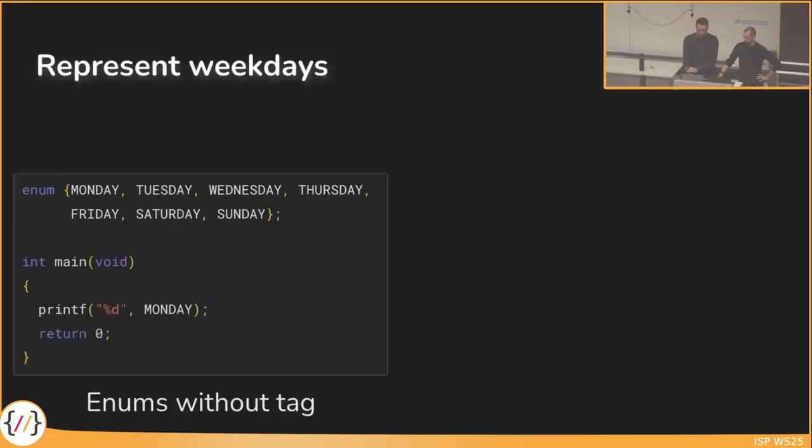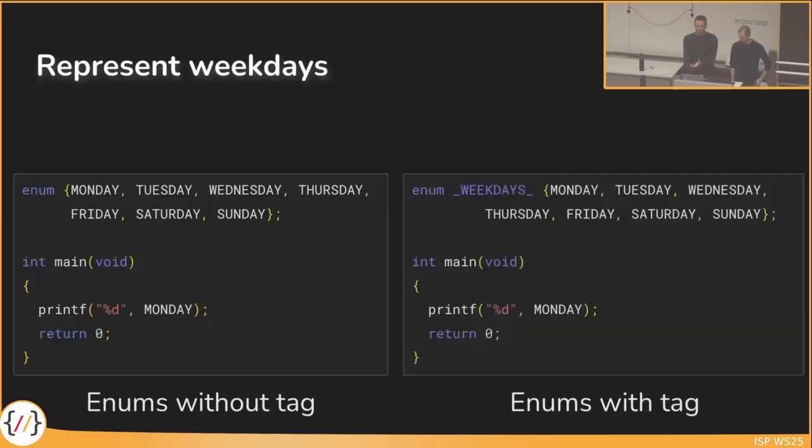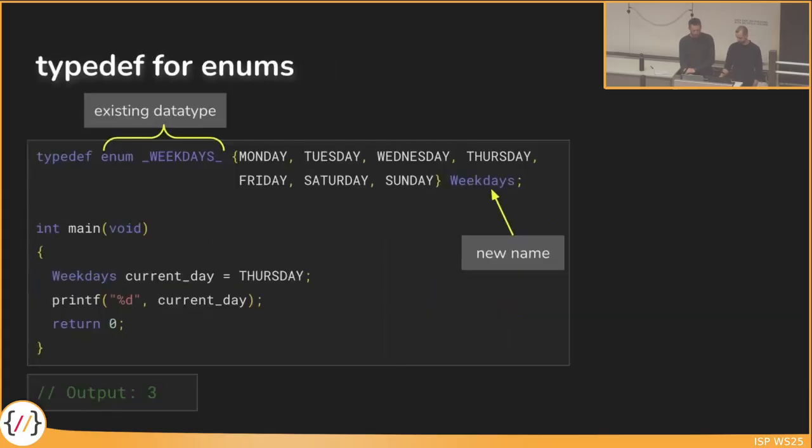So what can we do now with those enums? We can use it, as we just have shown, without a tag, and we could also use them with a tag. So we can say enum weekdays, meaning that we call this list of names weekdays to give them a meaning. And what we also could do is to typedef this new data type, so to speak. So we can say typedef enum weekdays, then followed by the list of names we want to define.